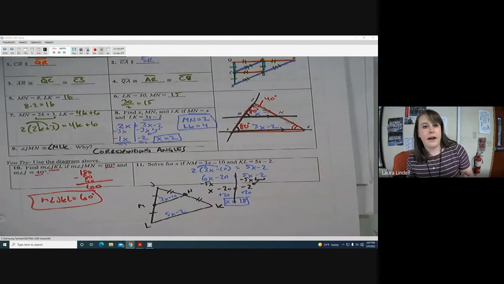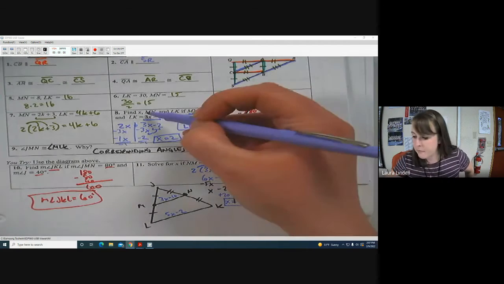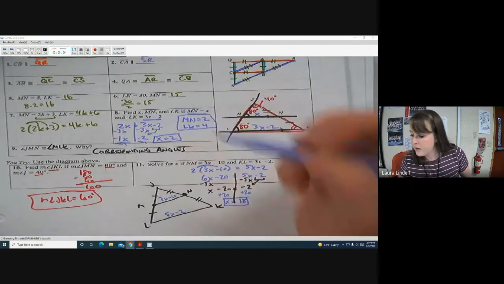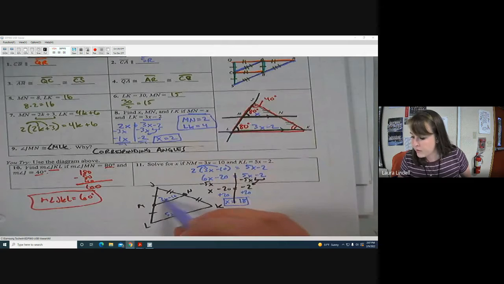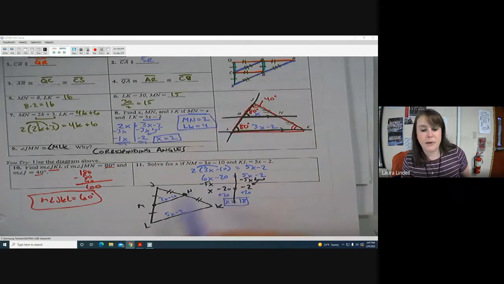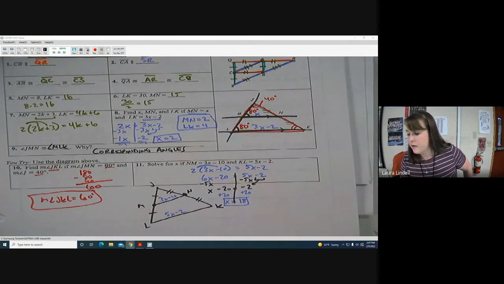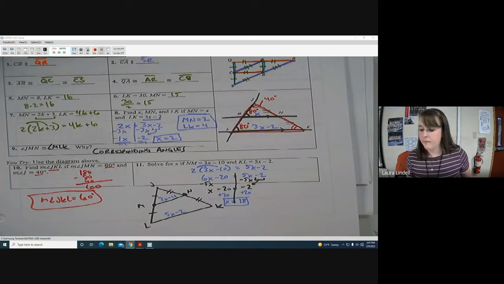If you were asked to go back and find MN and LK like we were up here, make sure that you plug it back into the original one, not the one that's been multiplied by 2. If you do that, you'll just end up with the length of LK instead. But anyway, there we have it. On the next page, we're going to talk a little bit about what happens in the coordinate plane with these. So let's go ahead and turn the page.